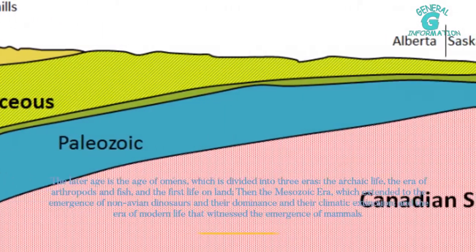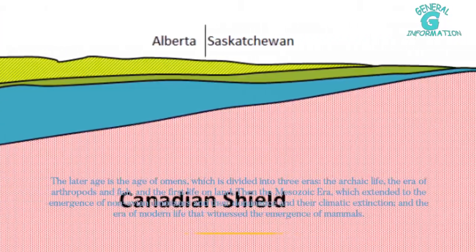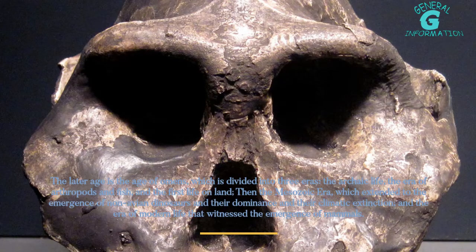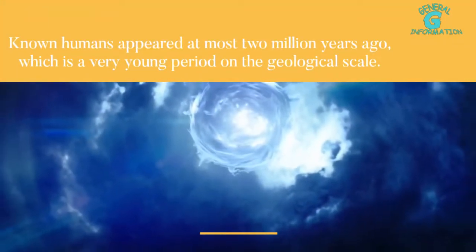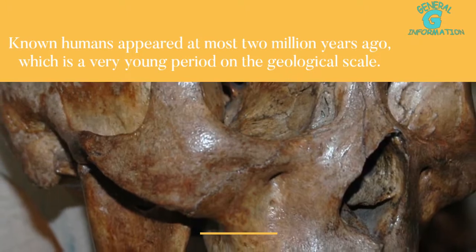The later age is the Phanerozoic, which is divided into 3 eras: the Paleozoic, the era of arthropods and fish and the first life on land, then the Mesozoic era, which extended to the emergence of non-avian dinosaurs and their dominance and their climatic extinction, and the Cenozoic, the era of modern life that witnessed the emergence of mammals. Known humans appeared at most 2 million years ago, which is a very young period on a geological scale.